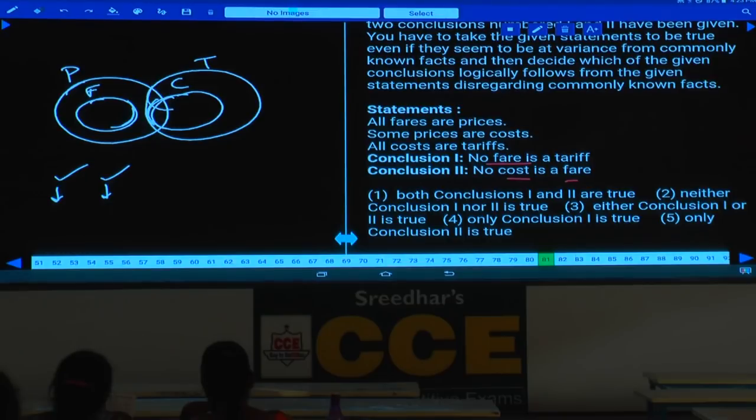To no fare is tariff, now tell me whether we can draw some fares or tariffs like this or not. If you draw some fare and tariff like this and alternate diagram is proven, the previous conclusion will be false. Then coming to the next one, no cost is fare.